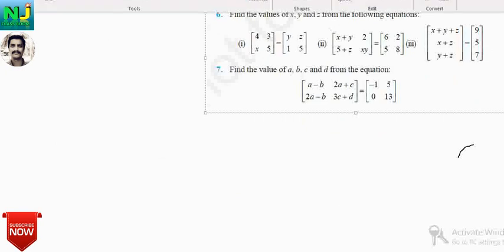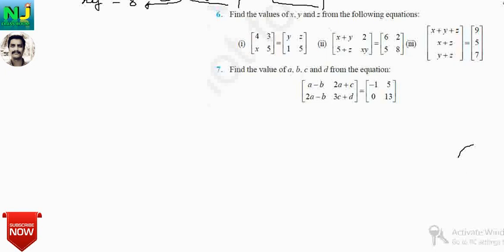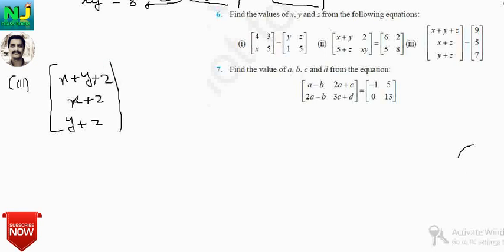Okay, look at here. In part 3, what is the problem? Problem number 6, part 3. The problem is x plus y plus z, x plus z, y plus z equals 9, 5 and 7.